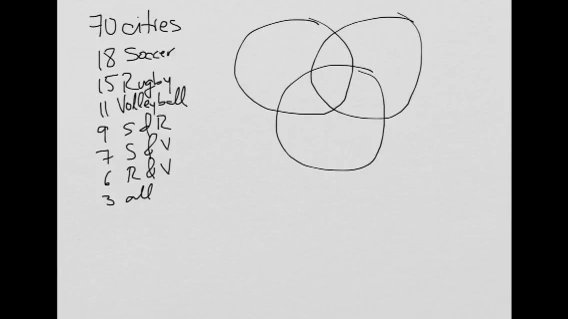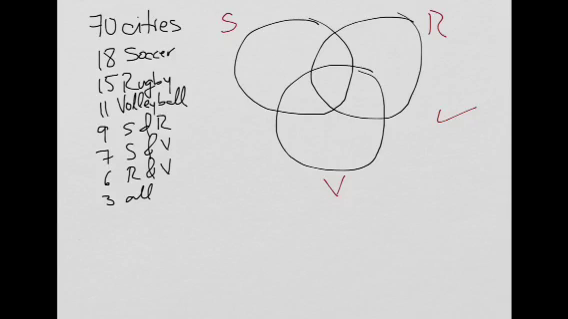I have 70 cities. 18 have soccer, 15 have rugby, 11 have volleyball, and then combinations. 9 have soccer and rugby, 7 have soccer and volleyball, 6 have rugby and volleyball, and 3 have all of them, right? And most often you're going to have a Venn diagram like this, right, with 3 sets. And let's denote them. Let's say this is soccer, and this is rugby, and this is volleyball, right?